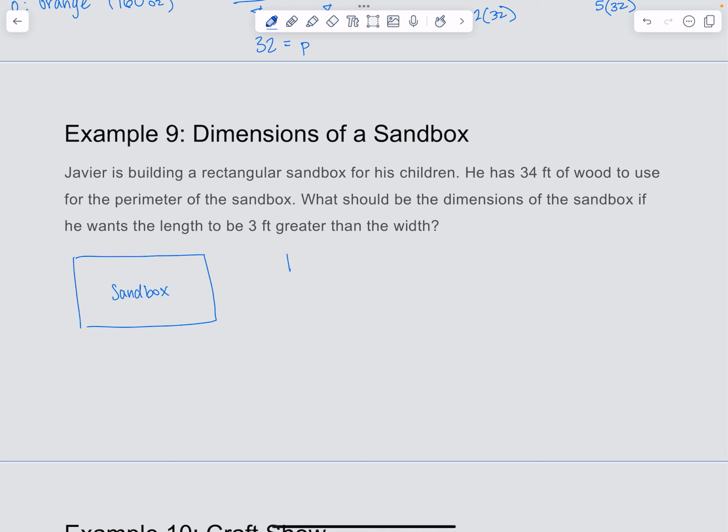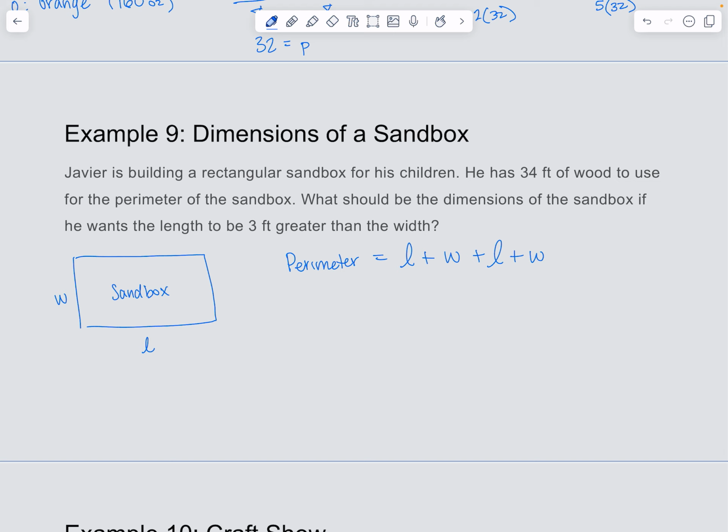And let's recall, perimeter is when we add length plus width plus length plus width, right? Here we have our length, here we have our width. If we go all the way around the box, we've added the width, the length, the width, the length. We've gone all the way around.